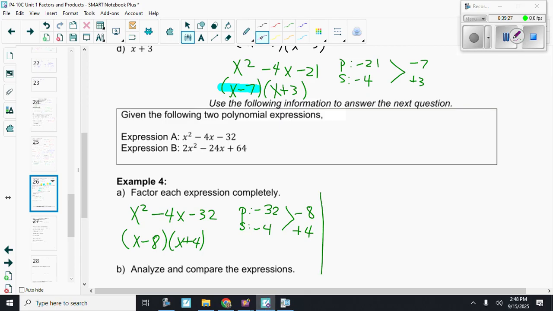Let's do the second one: 2x squared minus 24x plus 64. Based on inspection, this one's not a simple trinomial anymore, so let's see if we can make it simple by taking out a GCF. We can take out a 2. And then what are we left with? We have x squared minus 12x plus 32.